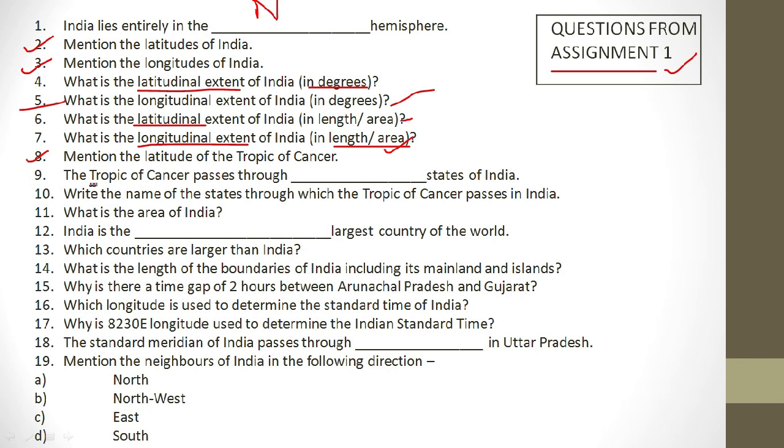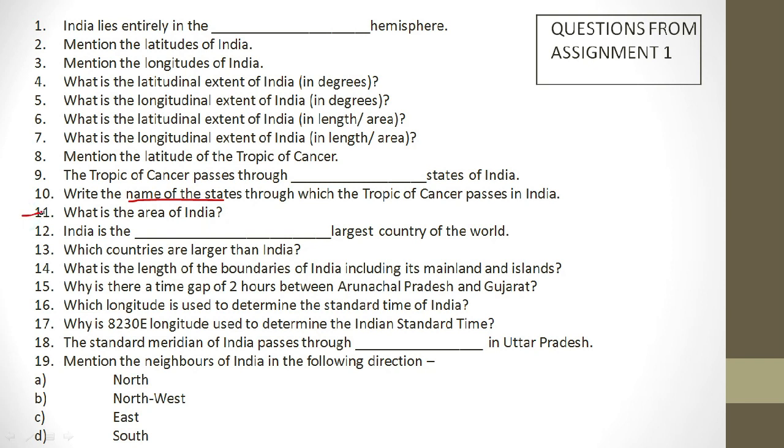Now the Tropic of Cancer passes through dash states of India. So it's actually asking about how many states. We have already learned that it passes through 8 states of India. Write the name of the states through which the Tropic of Cancer passes in India. Students, in one of our past slides we have just seen the name of the states through which Tropic of Cancer passes in India.